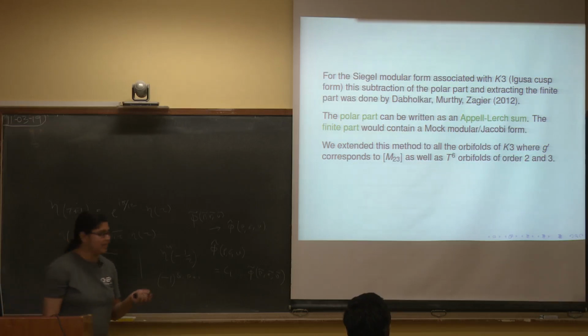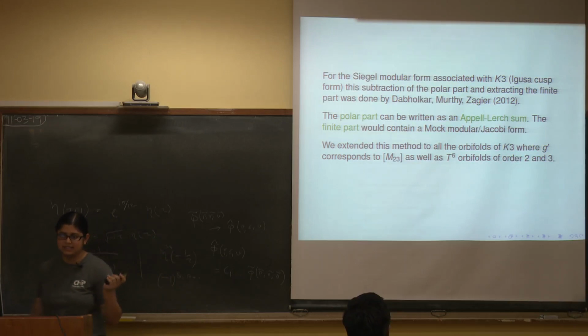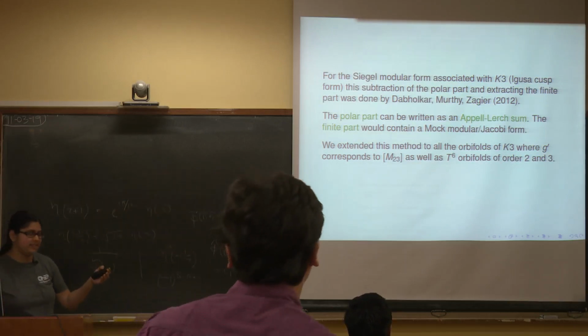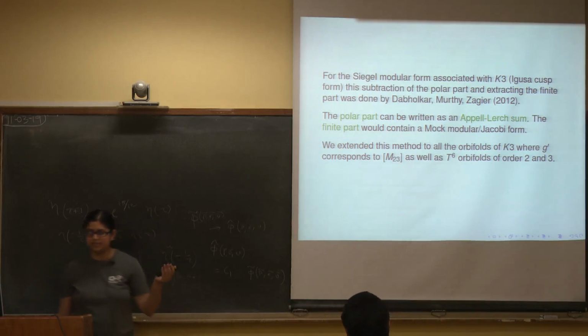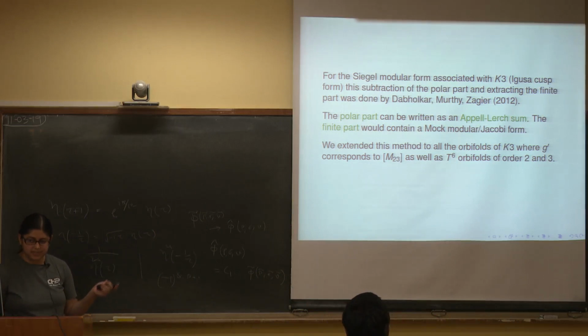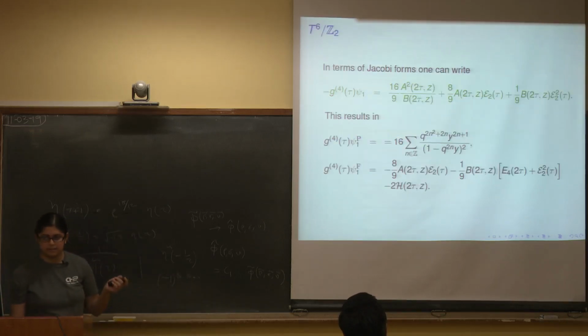Now, this polar part, this way of subtracting the pole, is called an Appell-Lerch sum, and it has certain kinds of properties, such as how it should behave on the torus. And the finite part would contain a mock Jacobi form, and we extended it to all the cases which we studied.